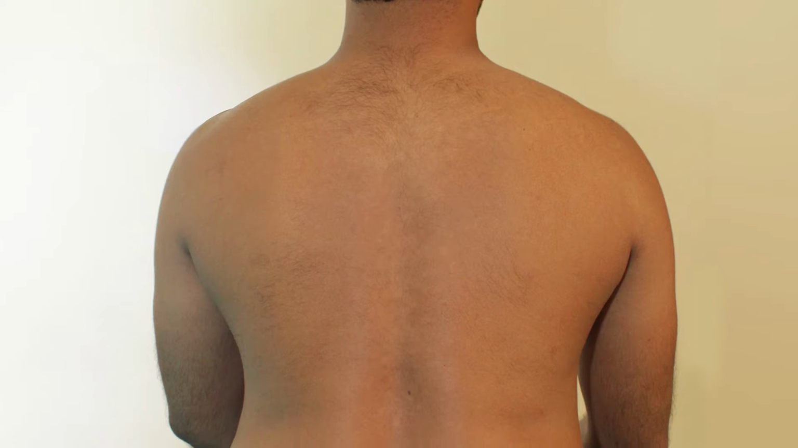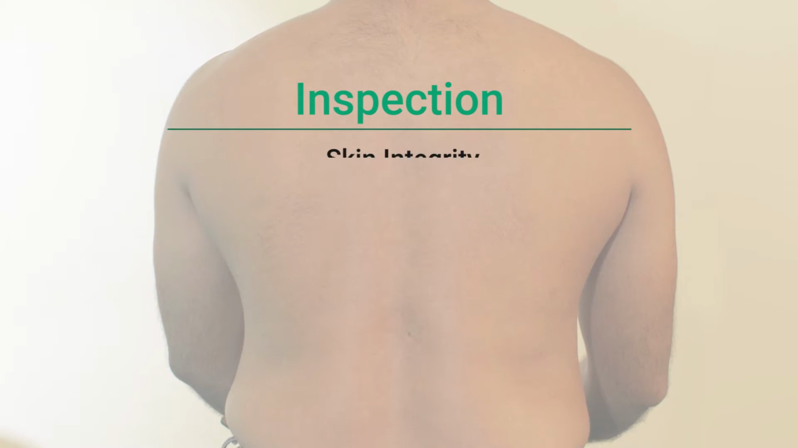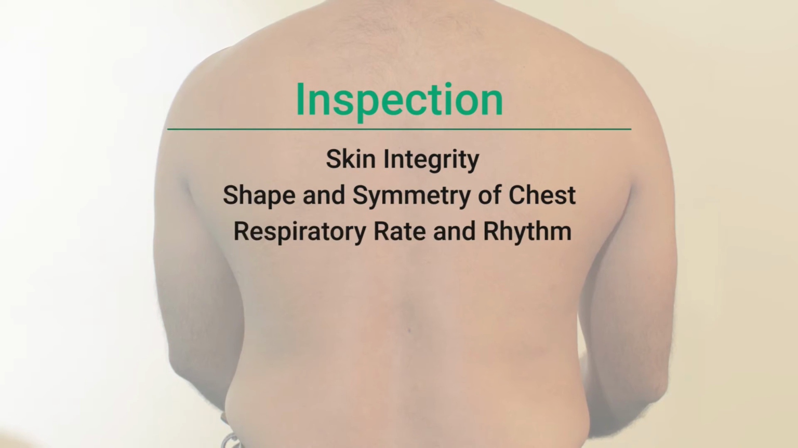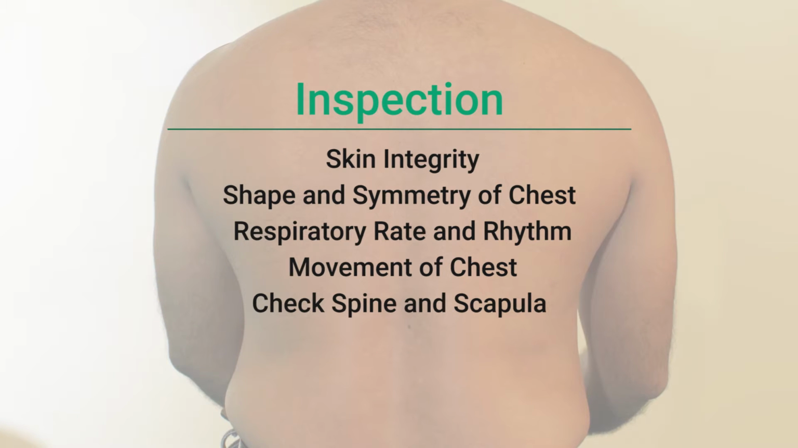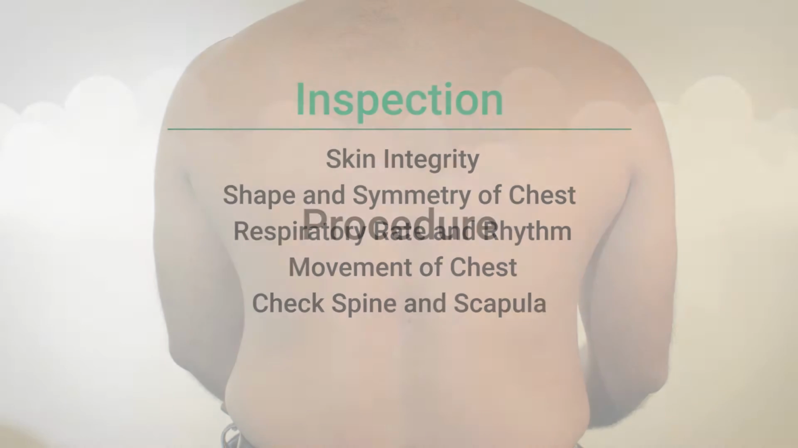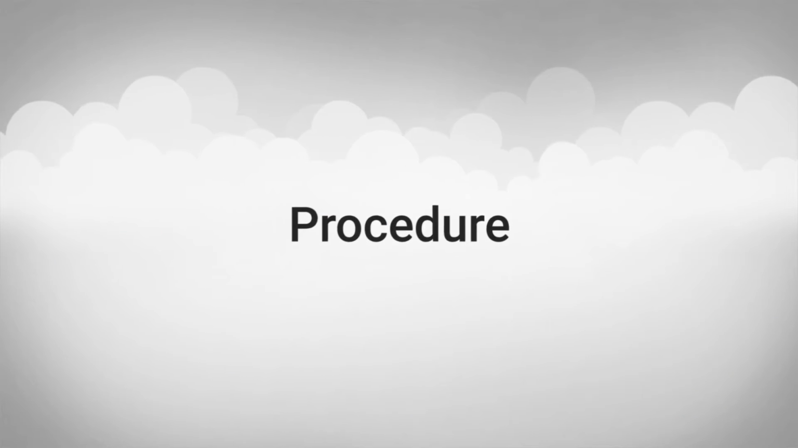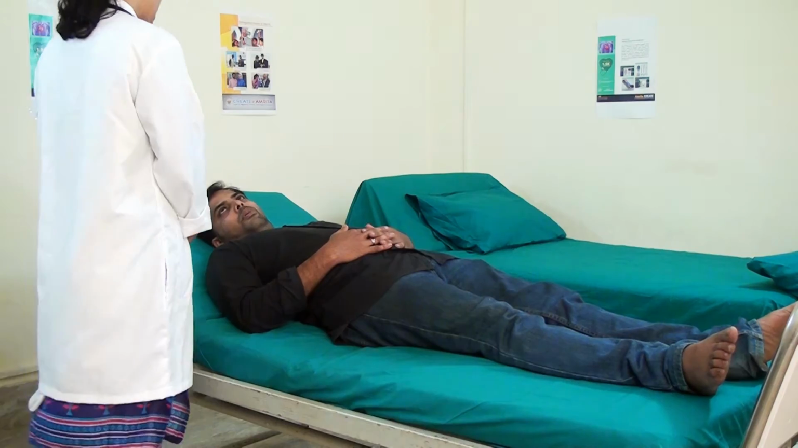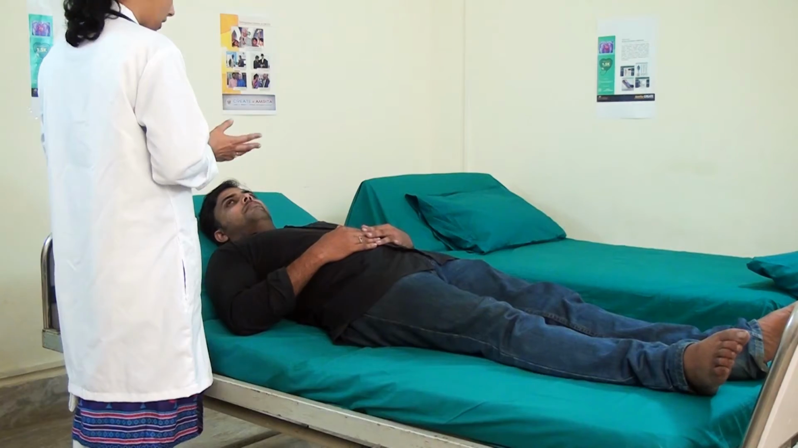What to observe during inspection? Skin integrity, shape and symmetry of chest, respiratory rate and rhythm, movement of chest, check spine and scapula. Procedure. Introduce yourself and confirm the patient's identity. Ask for the patient's consent before beginning.